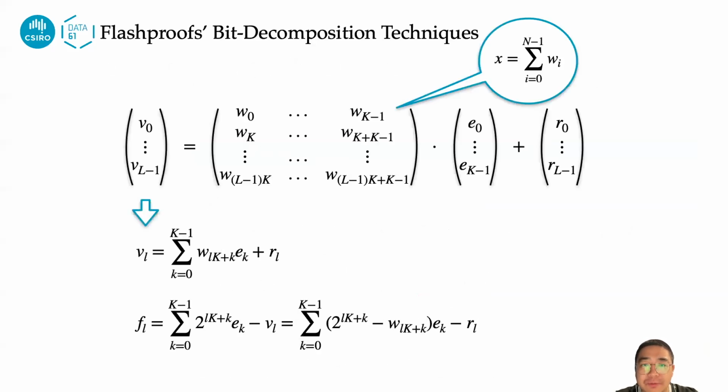Let me introduce Flash proofs' bit decomposition technique. The high-level idea is that if we can show that a value can be represented as a binary form, then we can prove that the value is non-negative.